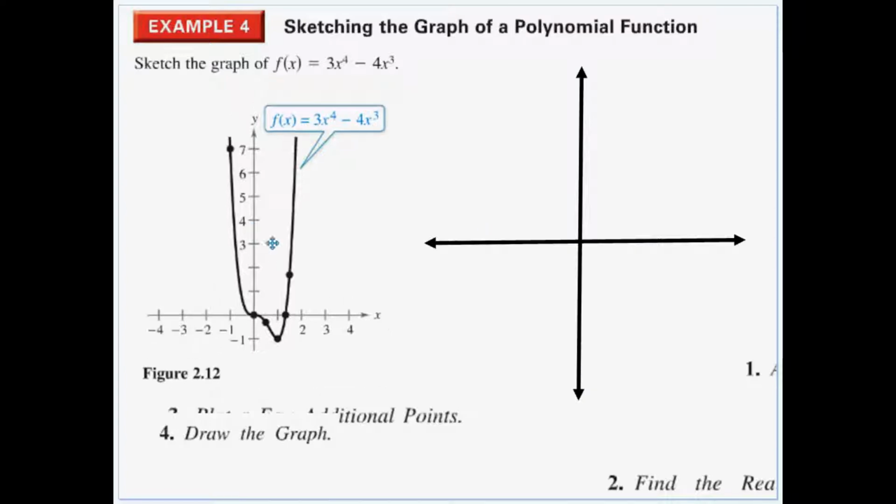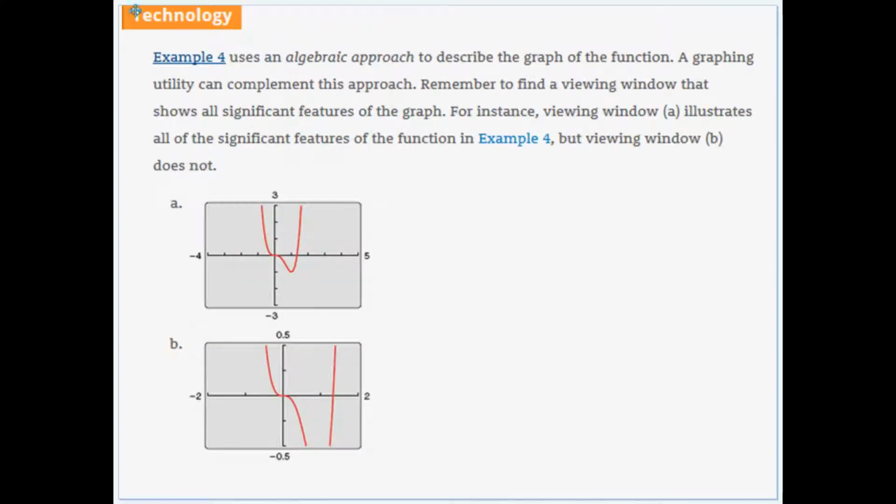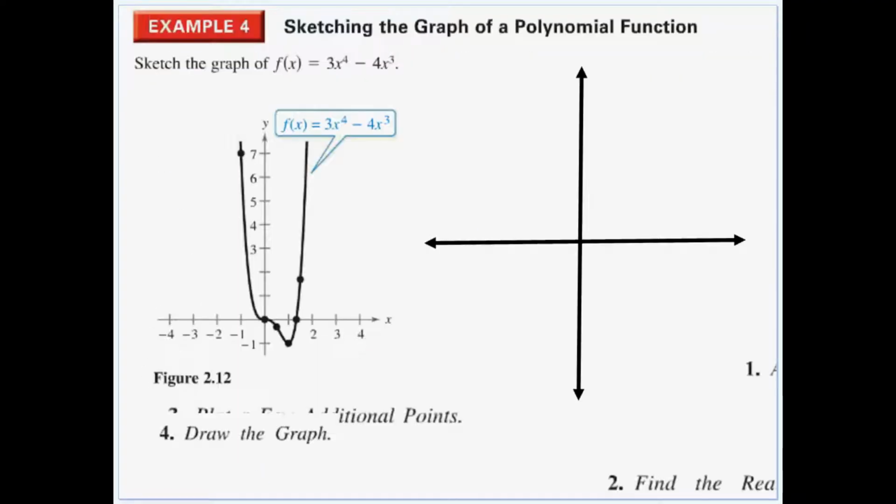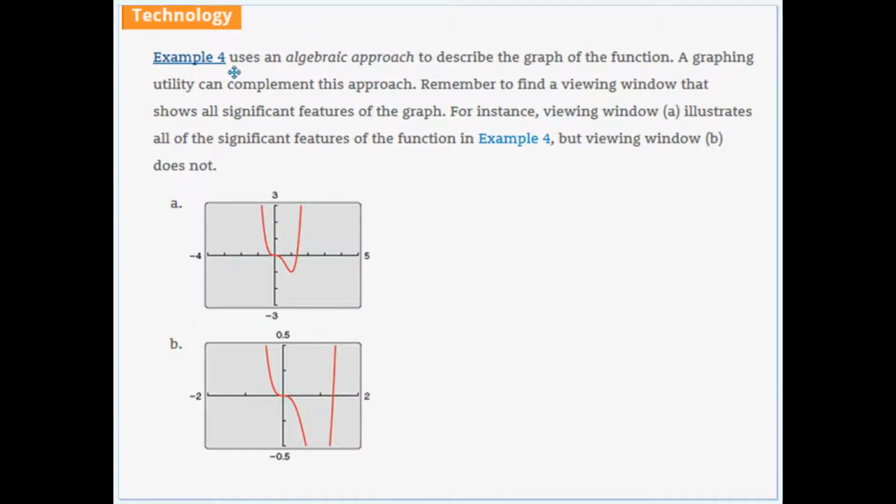Technology. In that last example, example 4, we used an algebraic approach to describe the graph. A graphing utility can complement this approach. Remember to find a viewing window that shows all the significant features of the graph. For instance, the viewing window here in the top graph illustrates all of the significant features, every little bump, our highs and lows, and we can see what the end behavior is up to.